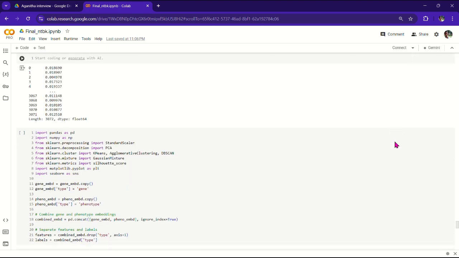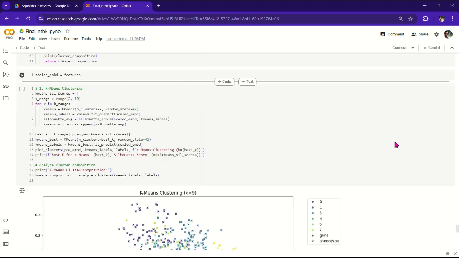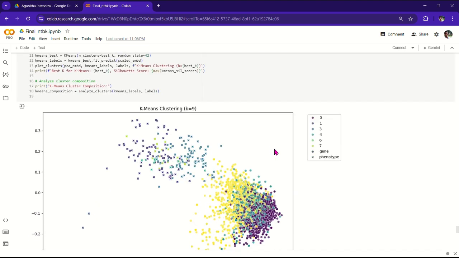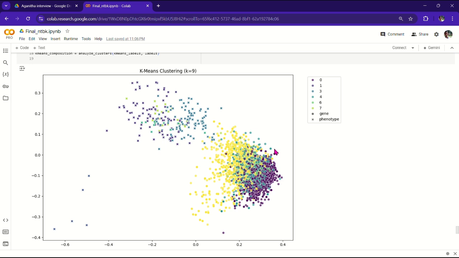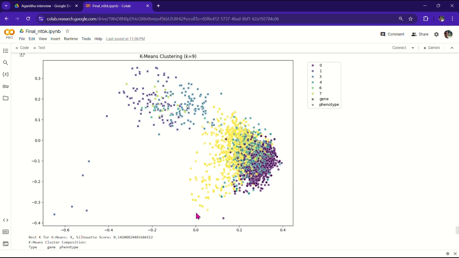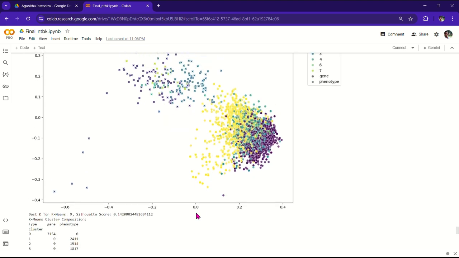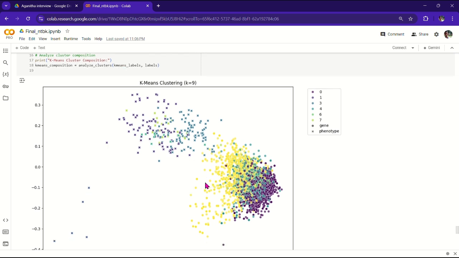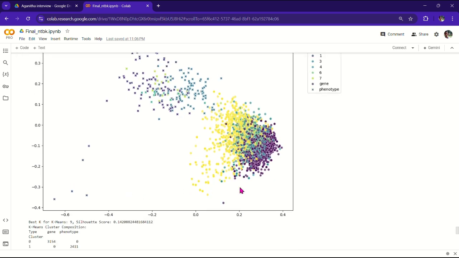Then we perform clustering, like k-means clustering, DBSCAN clustering and many clustering techniques, to see which genes are together and how they are affecting different phenotypes. So is there any association between the genes and phenotypes? After clustering, we can see k-means considered 9. We performed hyperparameter tuning here, and it considered 9 as the best parameter, 9 clusters, but these clusters are mostly overlapping.